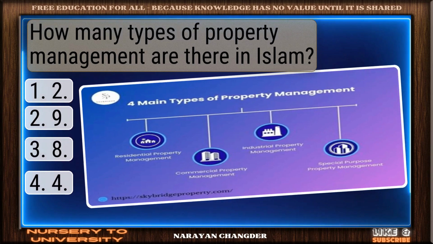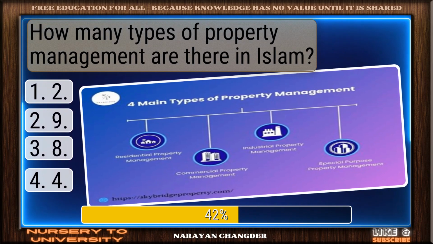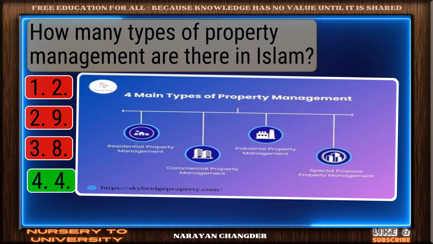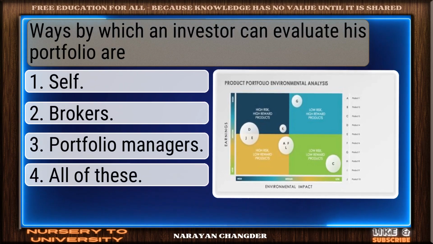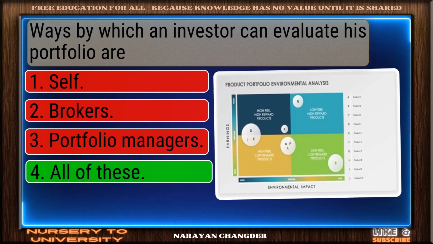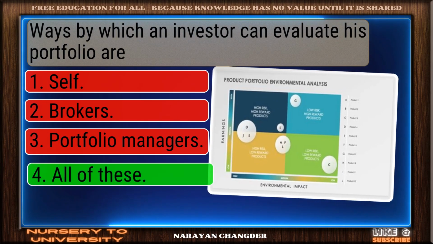How many types of property management are there in Islam? Perfect. 4 is the correct choice. Ways by which an investor can evaluate his portfolio are: Strong choice. All of these is the right answer.